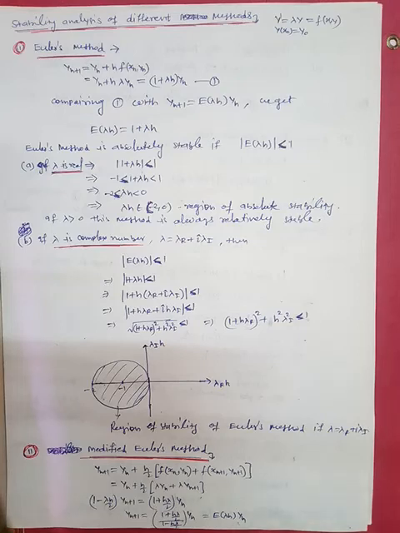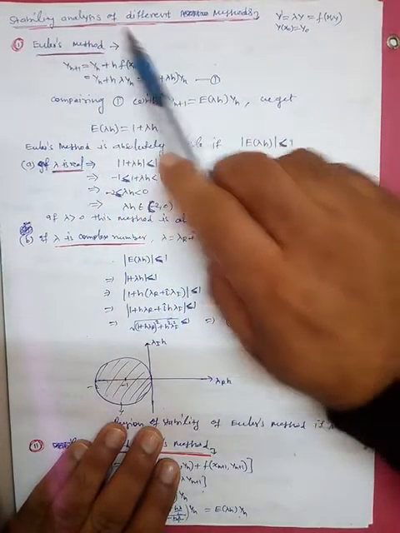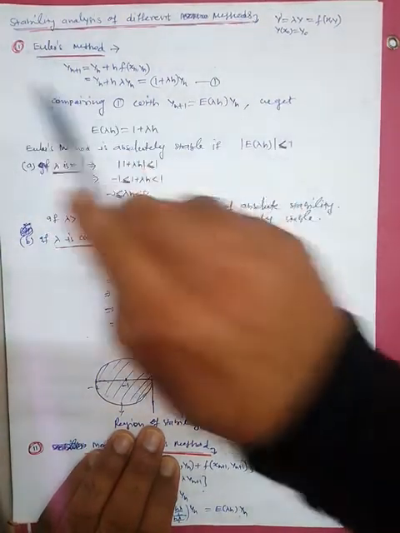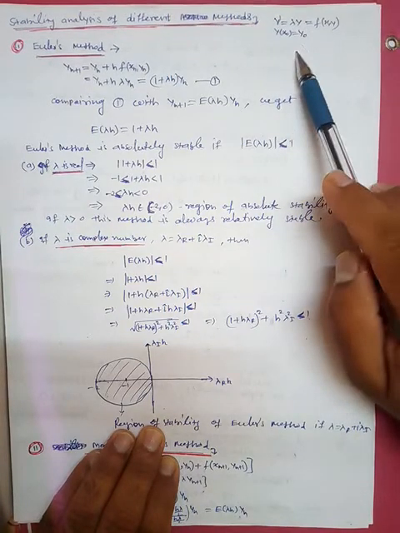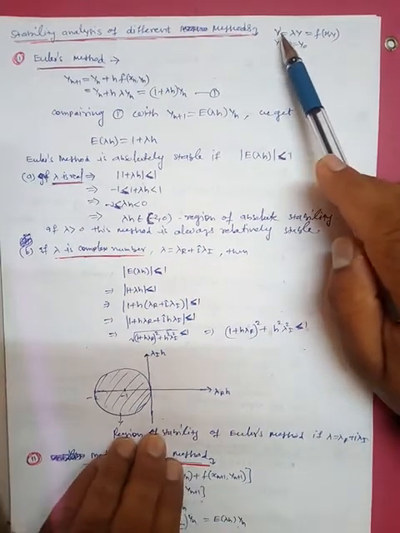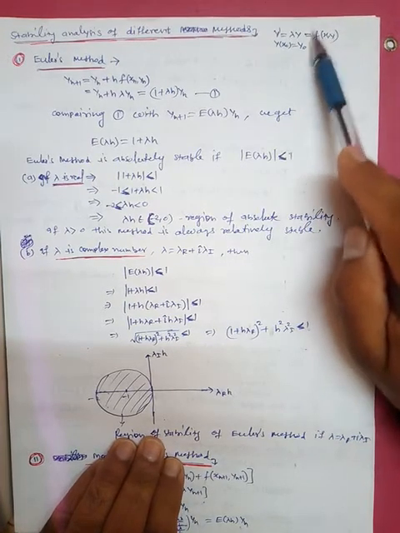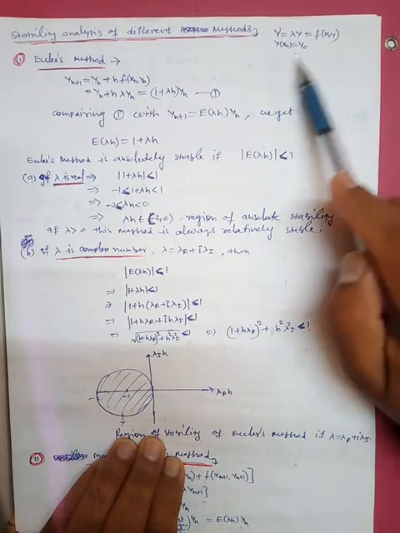Dear students, in this video, we will discuss the stability analysis of different methods. For stability analysis, we will use this equation as the reference equation: y' = λy, which is our function f(x, y), and y(x0) = y0. This is our initial condition.